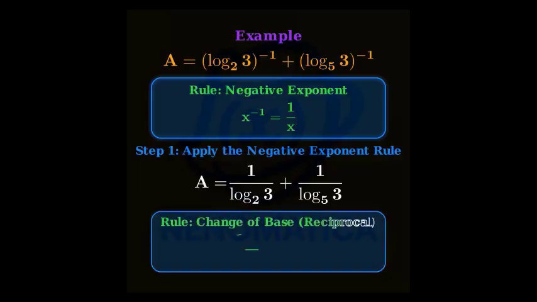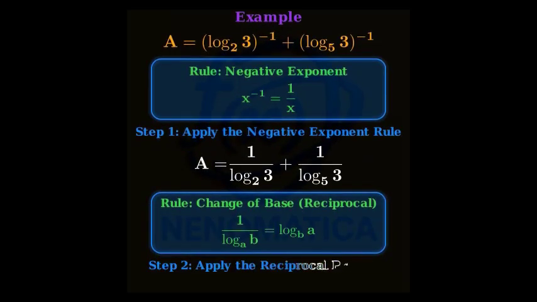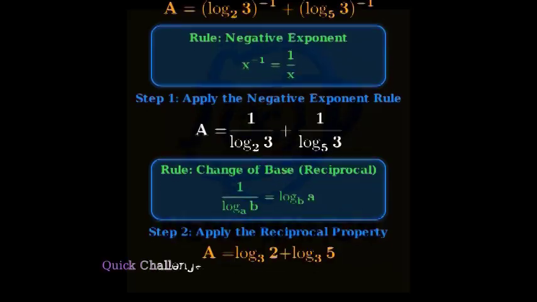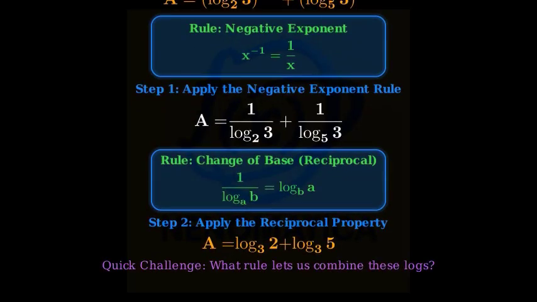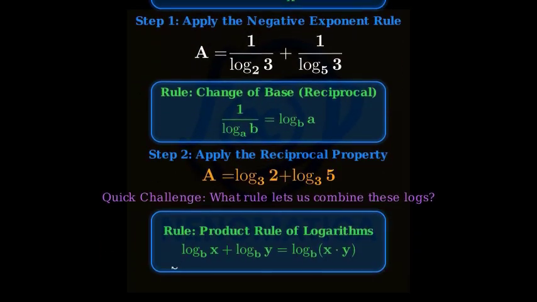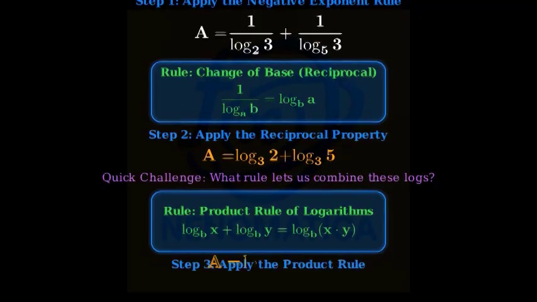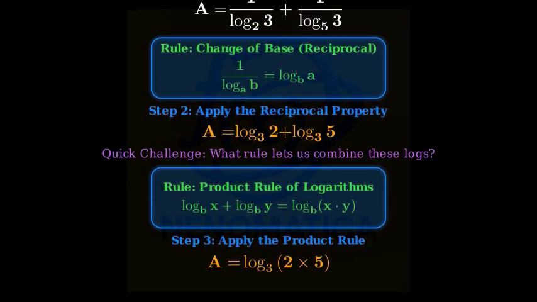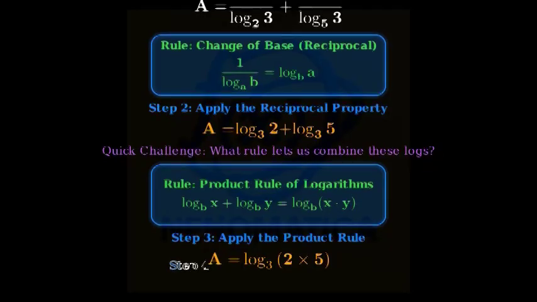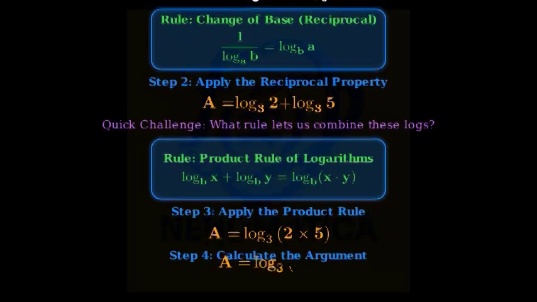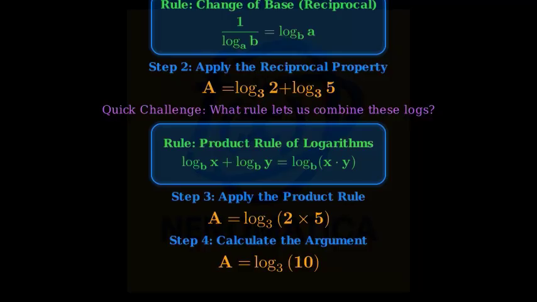Step 2. Use the reciprocal form of the change of base. 1 over log base b of a equals log base a of b. Apply it to both terms. Step 3. Combine same base logs with the product rule. Log base b of x plus log base b of y equals log base b of x times y. Combine the two terms. Step 4. Multiply 2 times 5 to get 10. Now we determine the range of a.